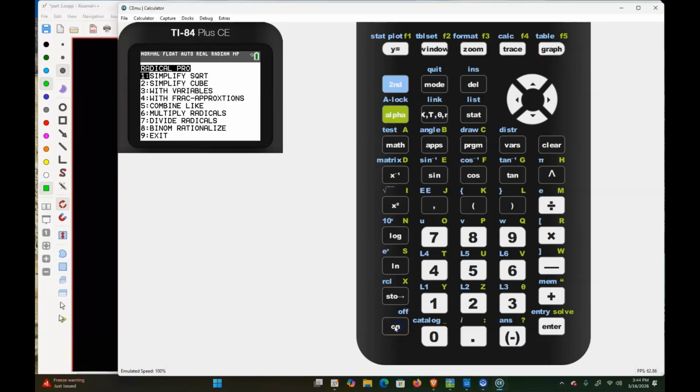All right, so in our calculator, if I go down to multiplying radicals, let's go ahead and do the example we just showed. So that'd be 2 square root of 12, 5 square root of 18, and it's going to give us a result of 60 square root of 6.